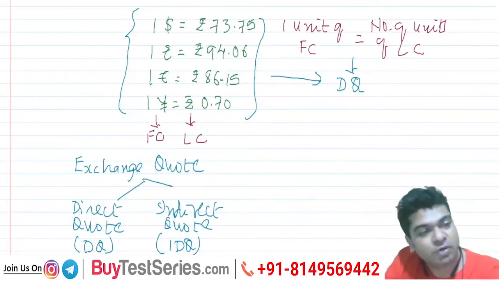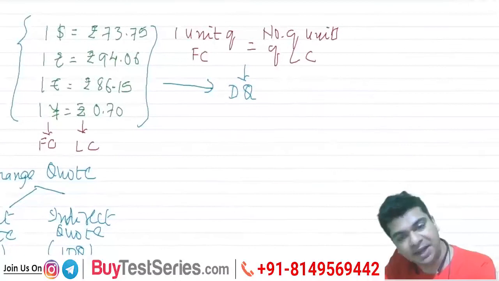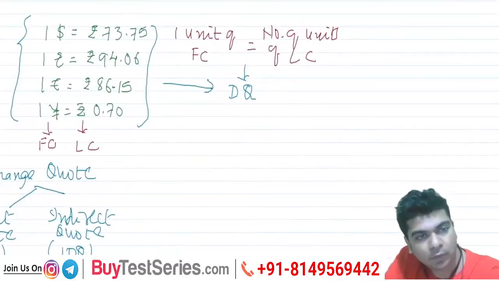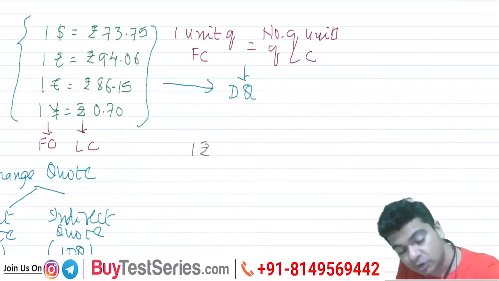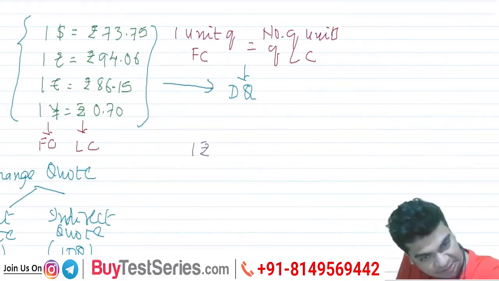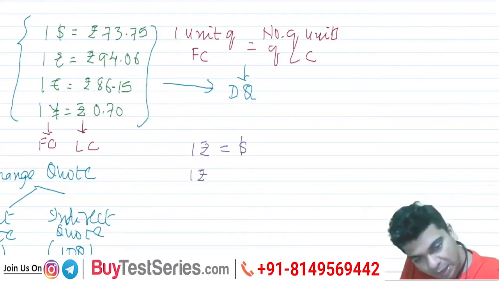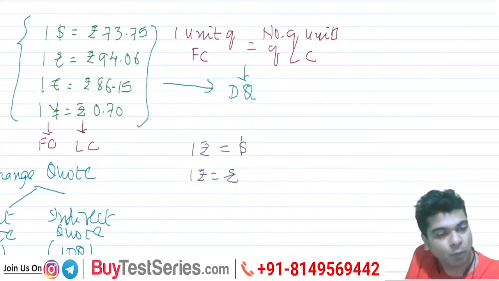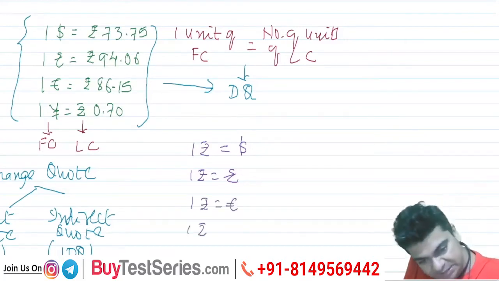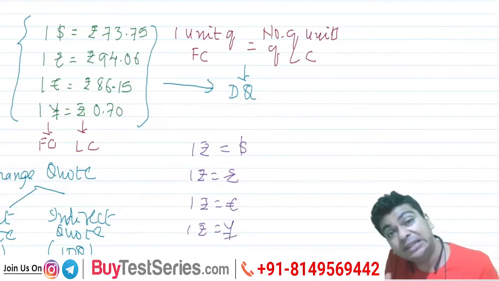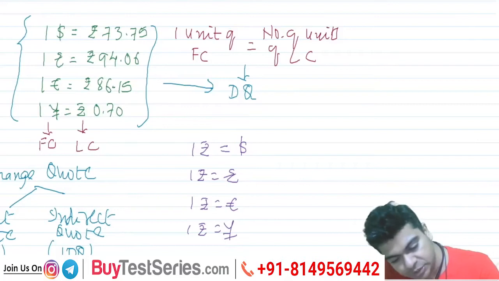As against this, we also have what is known as an indirect quote. Now, instead of this, let's say I put the rates in this way. 1 rupee is equal to how many dollar? 1 rupee is equal to how many pound? 1 rupee is equal to how many euro? 1 rupee is equal to how many yen? All these will become indirect quotations. Okay, let me do it.